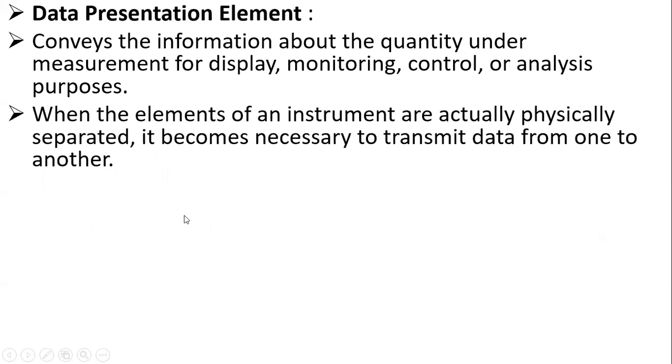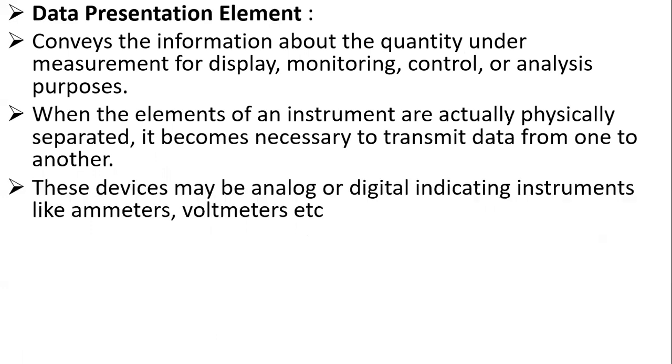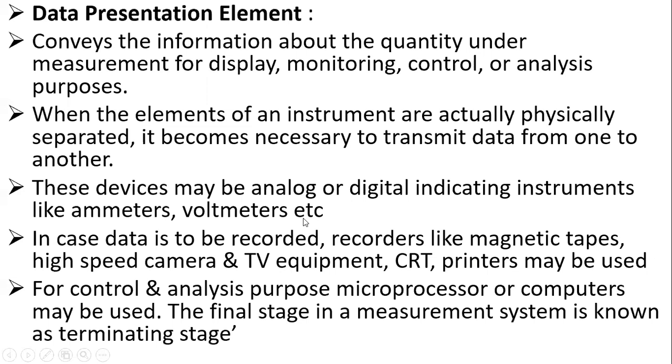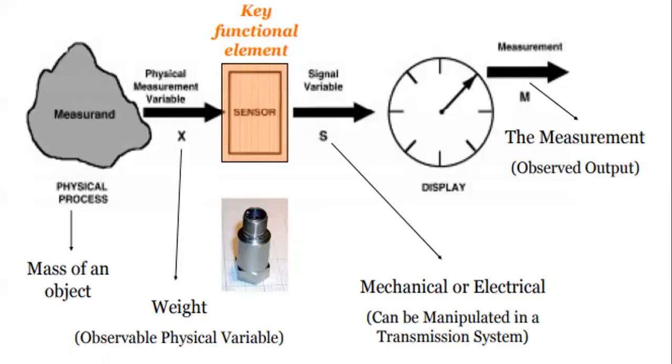When the elements of an instrument are physically separated, you may require data to be transmitted from one place to another. These devices may be analog or digital indicating instruments like ammeters and voltmeters, etc. In case the data is to be recorded, recorders like magnetic tapes, high-speed cameras or TV equipment, cathode ray tubes, and printers may also be used. For control and analysis purposes, microprocessors or computers may also be used. The final stage in a measurement system is known as the terminal stage, which is nothing but the data presentation element. So all the functional elements basically end up presenting the data in one form or another.